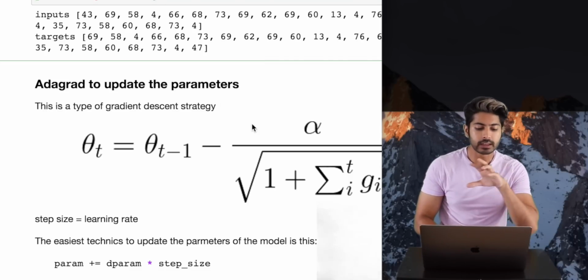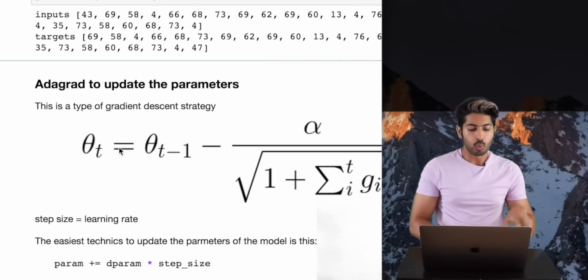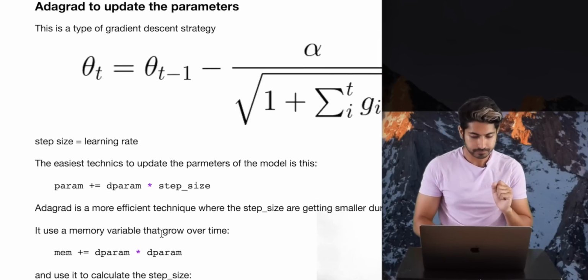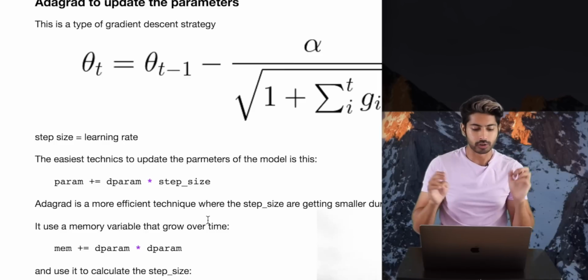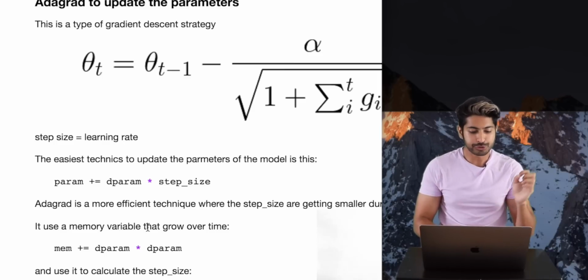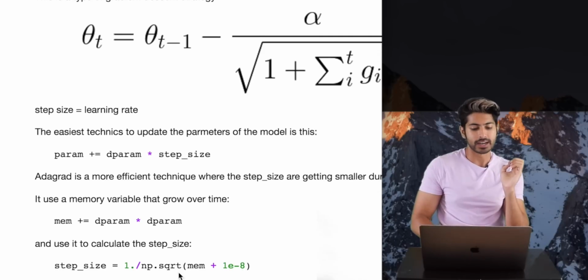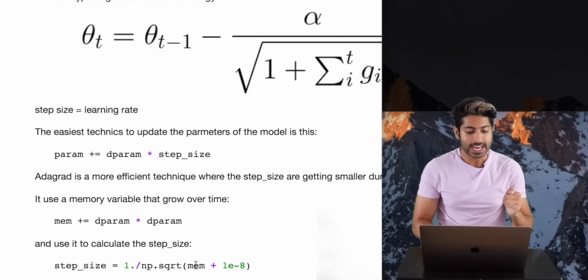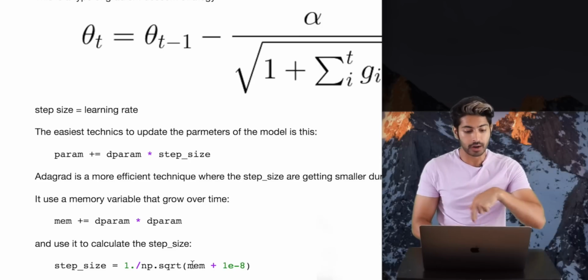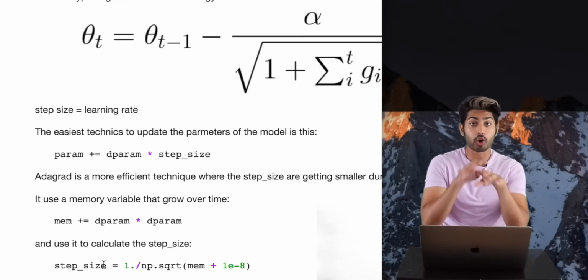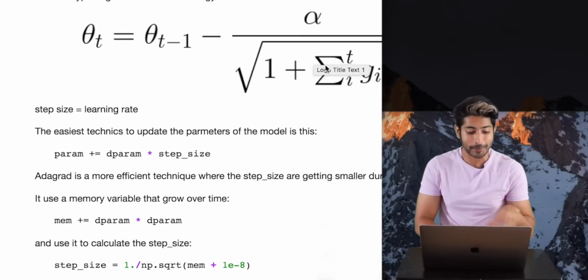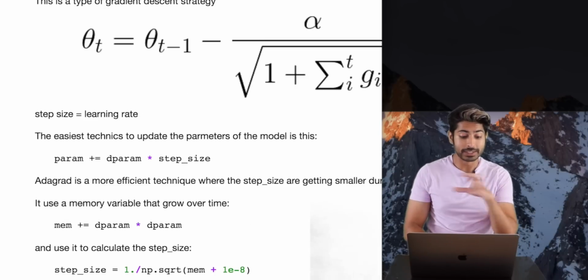This is the equation for Adagrad, where a step size means the same thing as a learning rate, but basically the learning rate gets smaller during training because we introduce this memory variable that grows over time to calculate the step size. And the reason it grows while the step size decreases is because it's inside of the denominator of this function right here. This is the programmatic representation of the mathematical equation that you're looking at right here. So here's the programmatic implementation of that.